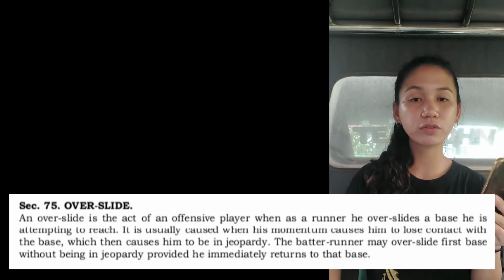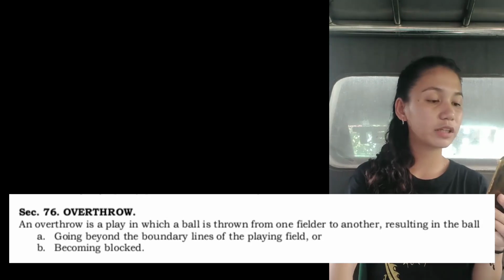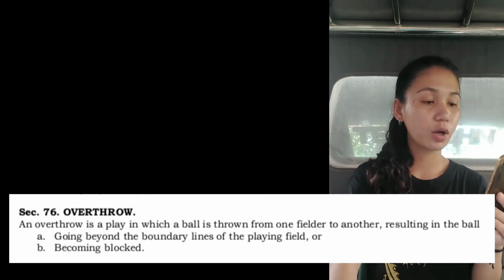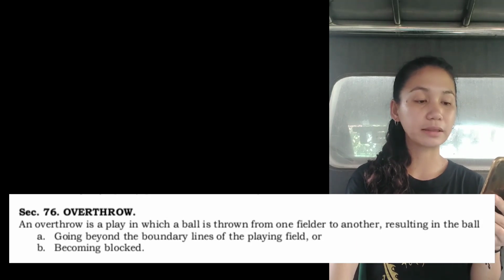So let's move on to section 76, the overthrow. An overthrow is a play in which a ball is thrown from one fielder to another, resulting in the ball A. going beyond the boundary lines of the playing field, or B. becoming blocked. So that is section 76.